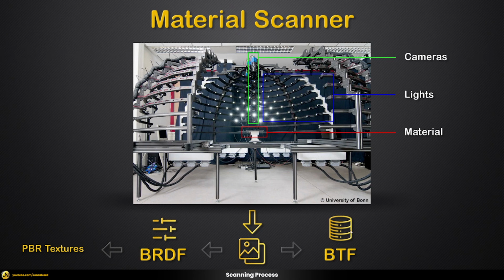And the other method, and that's the method that VRScans use, is the BTF method. The BTF method is different from the BRDF method. It doesn't try to understand and analyze the data that is stored in those pictures. It doesn't try to find parameters to remap that basically. It just stores all of this data in this huge database, and then basically outputs a compiled shader that you can use directly in the render engine itself.